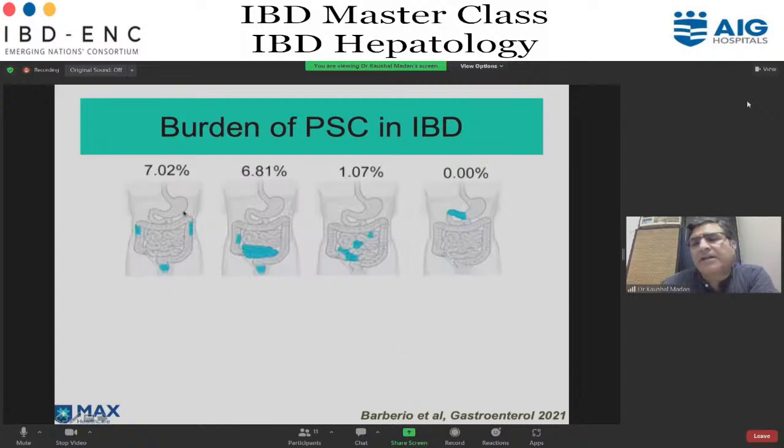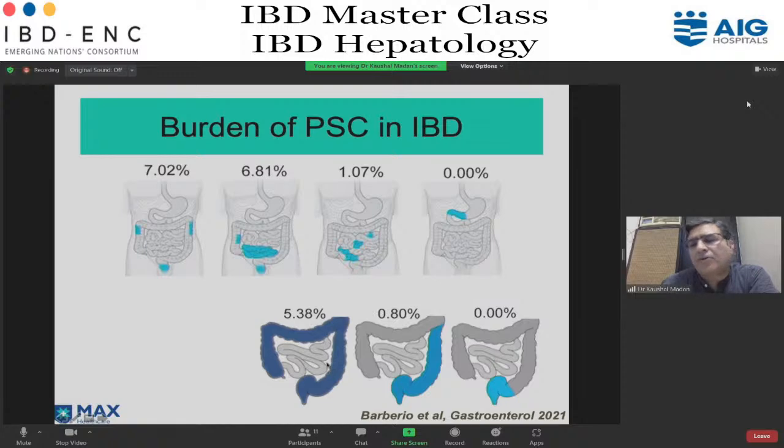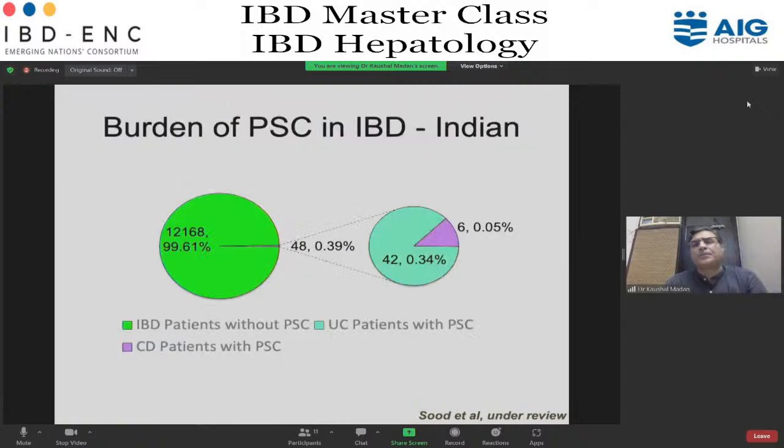And it was significantly higher in patients who had colitis rather than small bowel involvement. And as the small bowel involvement increased, for example, in Crohn's disease, and colitic involvement reduced, so did the burden of PSC in these IBD patients. Obviously, patients who had pancolitis had higher incidence as compared to those who had left-sided colitis within those who had ulcerative colitis. He also showed this particular slide, the data from India, which is yet to be published. Of more than 12,000 patients, only 0.39% patients had a coexisting or concomitant primary sclerosing cholangitis, and it was significantly more common in patients who had ulcerative colitis than those who had Crohn's disease.